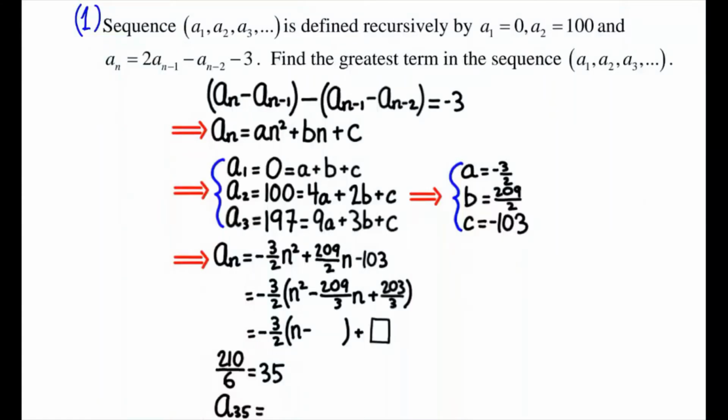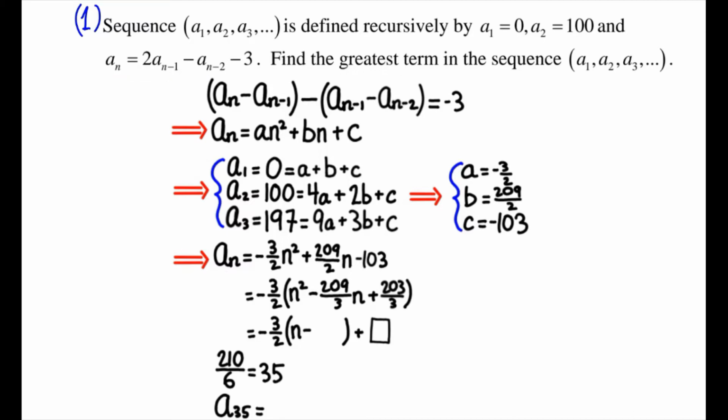Sequence A1, A2, A3 is defined recursively by A1 equal to 0, A2 equal to 100, and An is equal to 2A(n-1) minus n minus 2 minus 3. Find the greatest term in this sequence. Now, first of all, this isn't an arithmetic or geometric sequence, so let's first rearrange this equation over here.